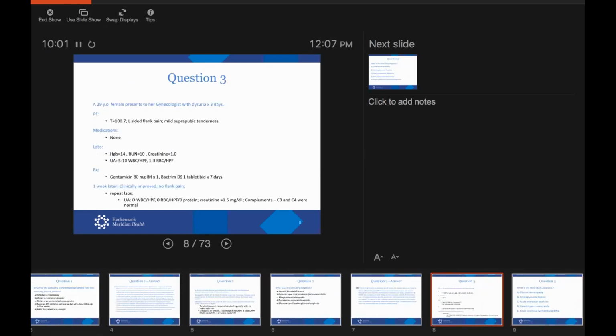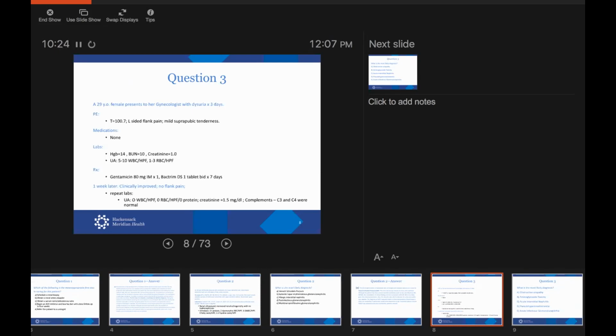Question 3, and we'll get into some didactics. A 29-year-old female presents to her gynecologist for dysuria for 3 days. You're like, okay, no big deal, right? Temp 100.7, a little flank pain, suprapubic tenderness. You're thinking UTI, no big deal, right? Creatinine's normal. UA shows 5 to 10 WBCs, 1 to 3 RBCs. She gets a dose of gentamicin.